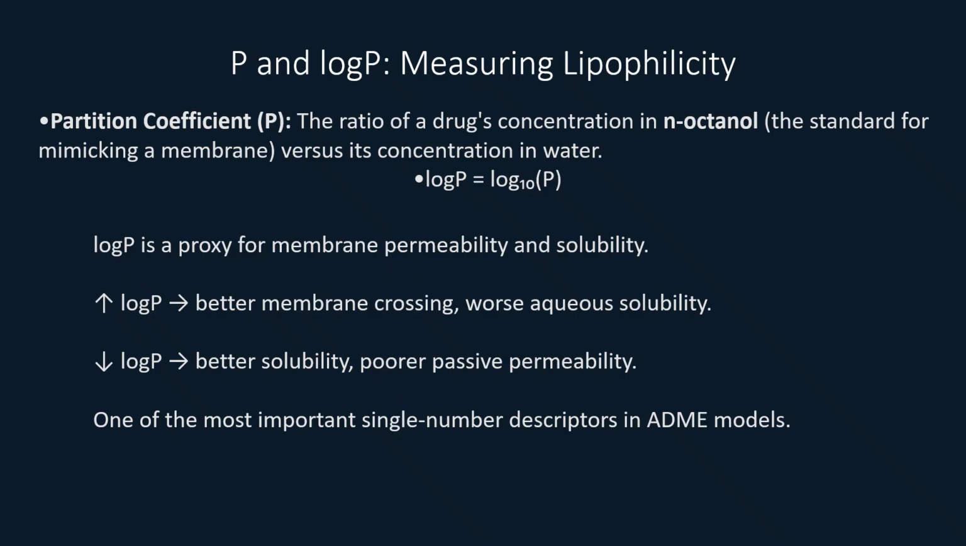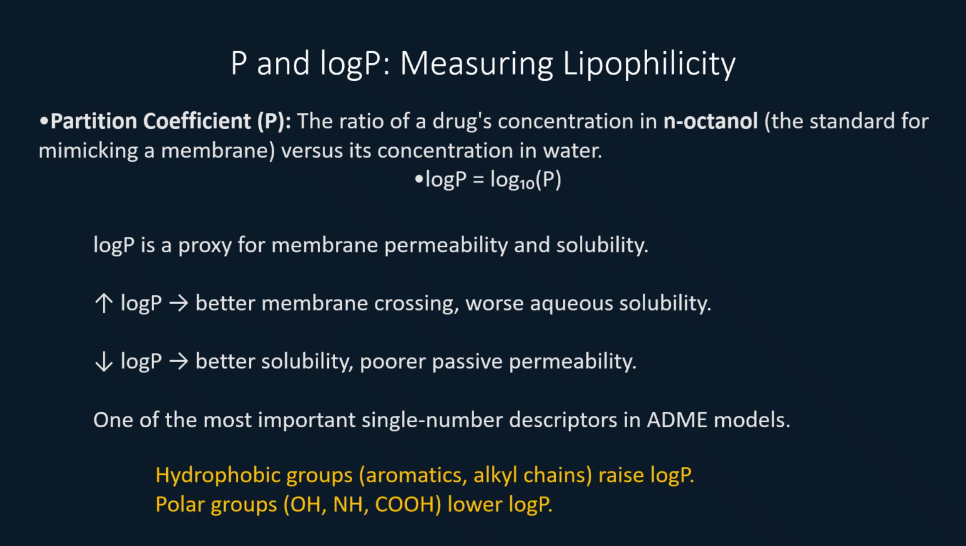Structurally, hydrophobic features such as alkyl chains and aromatic rings tend to increase log P, whereas polar functional groups such as hydroxyls, amines, and carboxylates tend to decrease it. Now let's go to pKa.